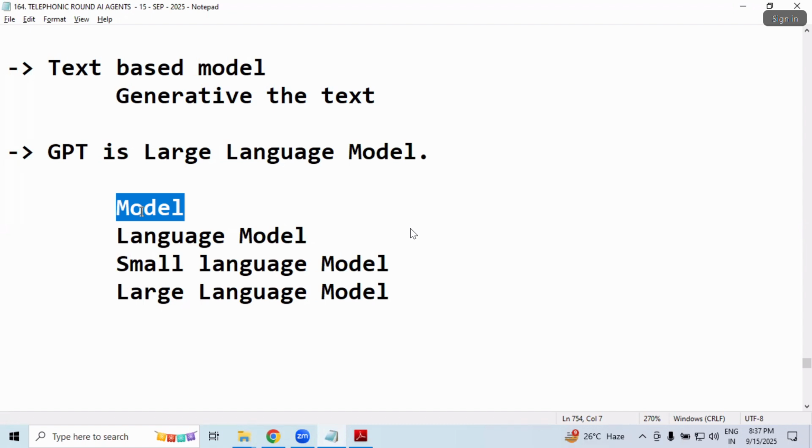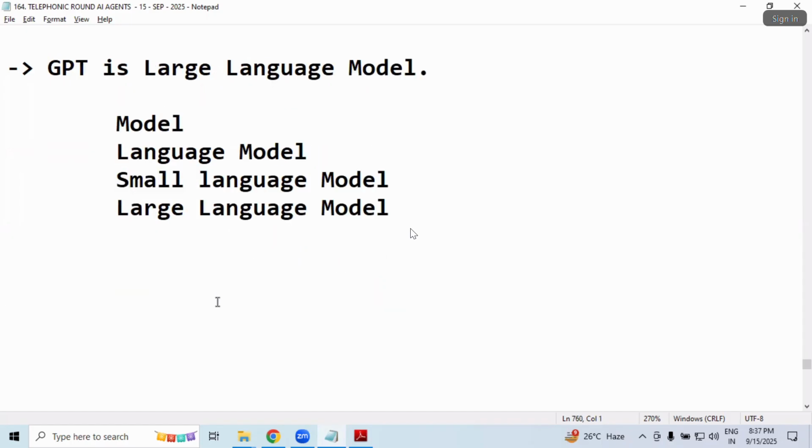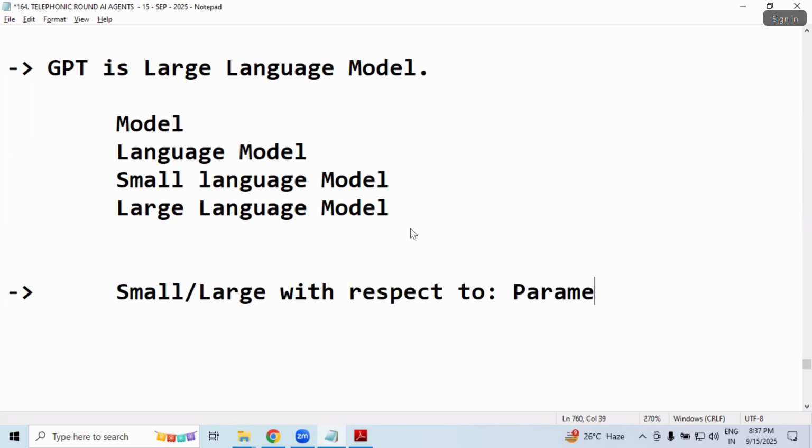Simple, seriously amazing. What is the next one? Small language means, sir, remember this word. Small or large with respect to, we'll talk about this later, with respect to parameters.